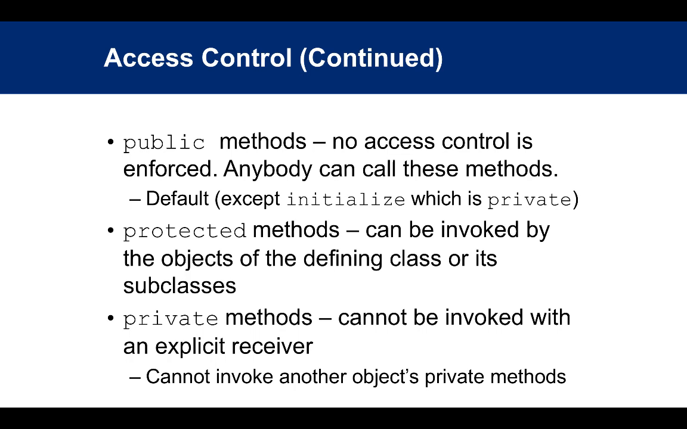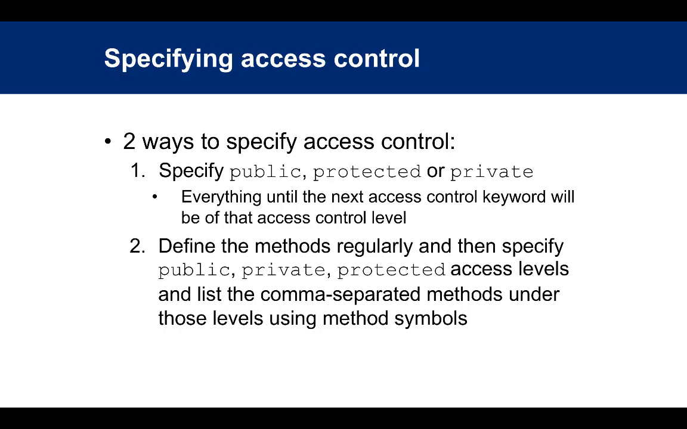Methods could also be protected, which means that they can be invoked only by the objects of a defined class or its subclasses. And methods could be private, which means that they cannot be invoked with an explicit receiver, which means you cannot say something dot method name. You can never do that with a private method. With a private method, you can only say the name of the method and call it that way.